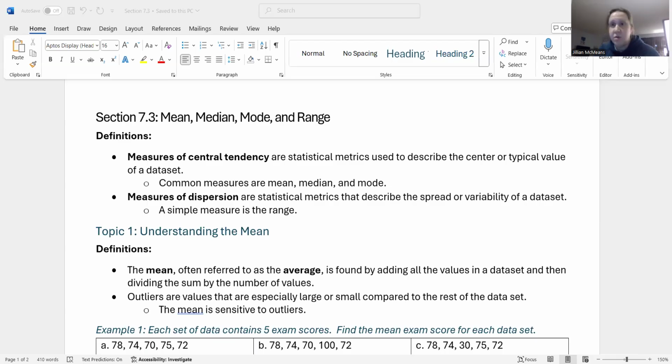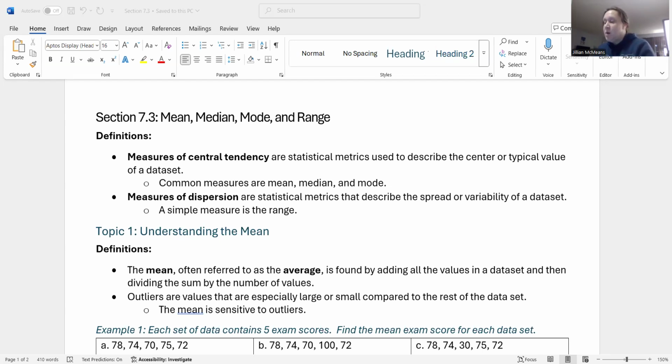So in our next section, we're going to talk about mean, median, mode, and range. At the beginning of this chapter, I said you need to have a general understanding of statistics. Statistics is the process of collecting, organizing, and analyzing data. We've talked about organizing it using visual representations. Now we need to talk a little bit about analyzing it.